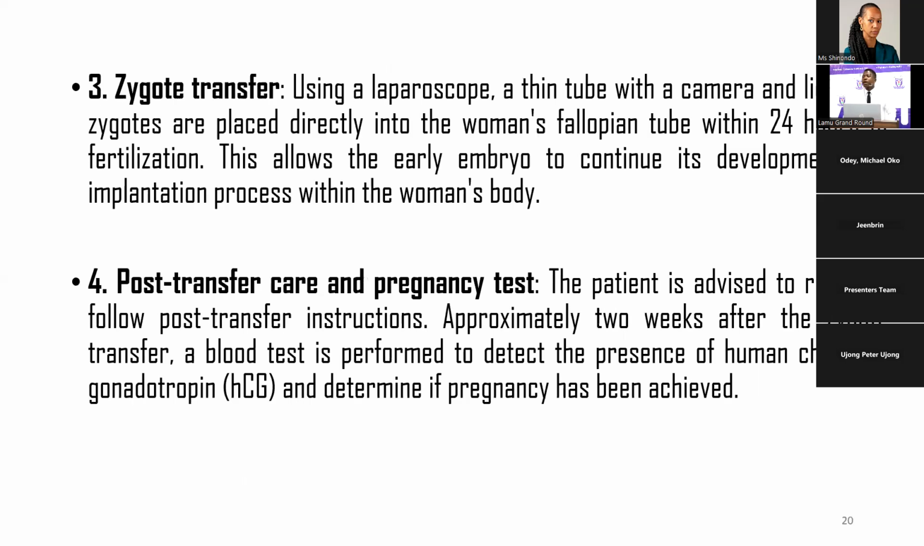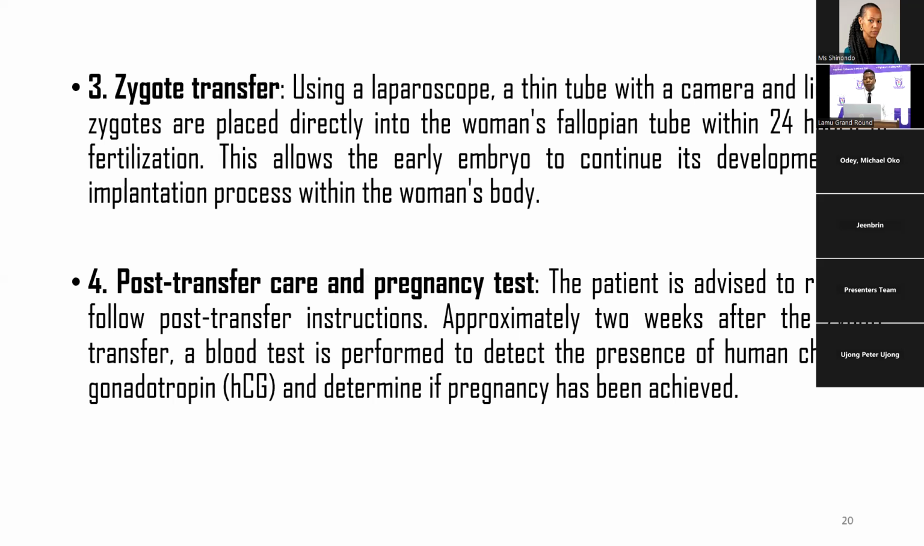The third stage is zygote transfer. Using a laparoscope, a thin tube with a camera and light, the zygotes are placed directly into the woman's fallopian tube within 24 hours of fertilization. This allows the early embryo to continue its development and implantation within the woman's body.